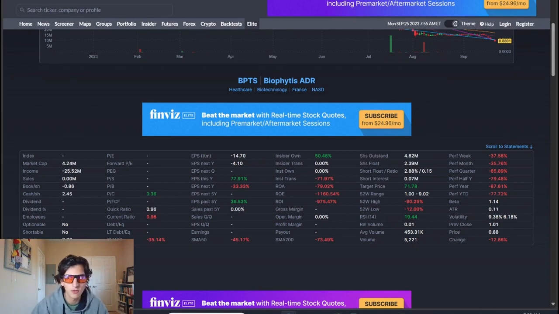There's also a couple of other ones. You can use Guru Focus. You can use Float Tracker, Float Checker. That's also another good one. But we're going to use Finviz just for the sake of this video. So we have our shares float right here, and that is about 2.39 million shares. So 2.39 million shares are available to buy or sell.